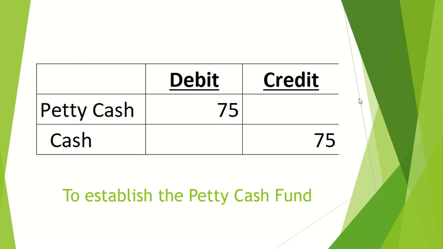So again, debit petty cash for $75, credit cash for that same amount, because this demonstrates that a check was written for $75 and it was cashed for that amount, and it was cashed to create or establish the petty cash fund. This is why the petty cash fund here is debited for $75 to increase that fund.